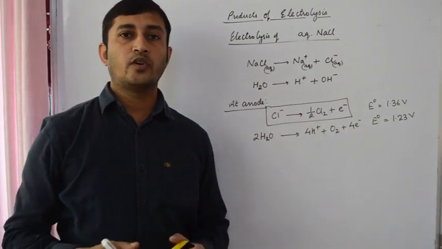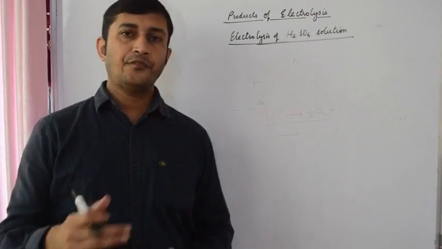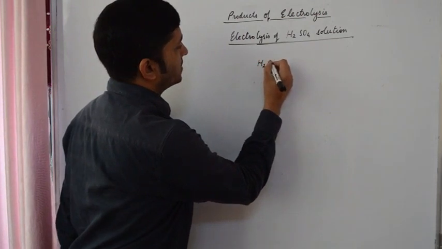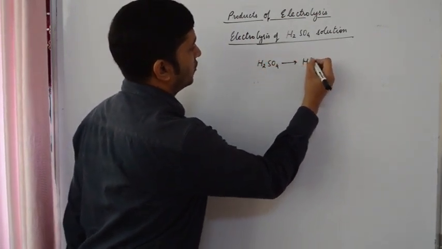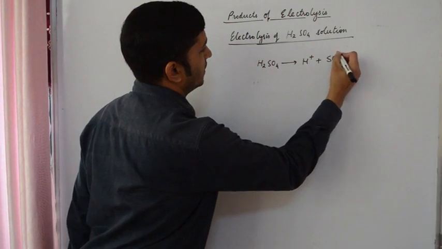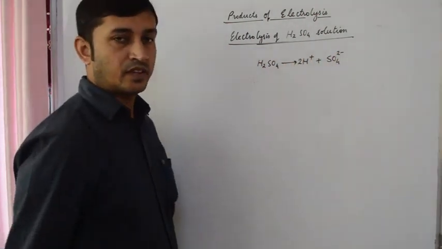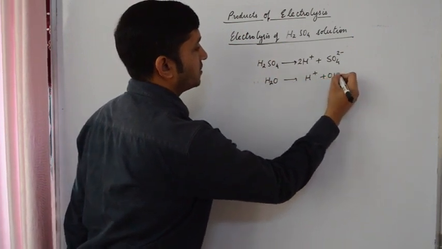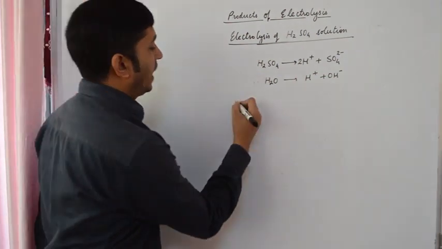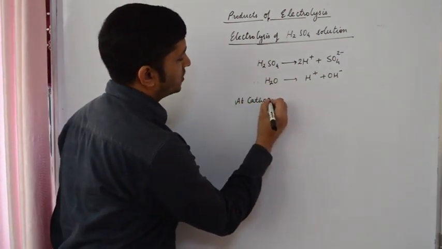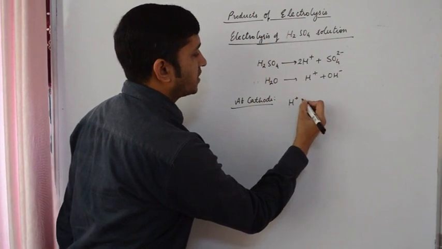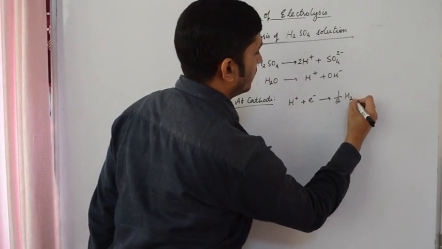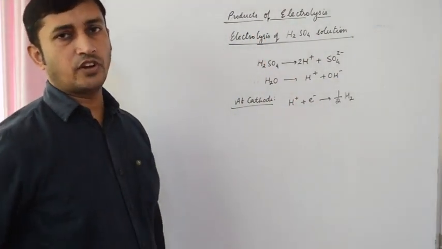Now let us see one more example. If we electrolyze the solution of sulfuric acid, then sulfuric acid will dissociate to give H plus and SO4 2 minus, and water will give H plus and OH minus here. So at the cathode there is only one possibility: hydrogen ions will move towards the electrode and be released in the form of hydrogen gas, and this reaction will only occur.